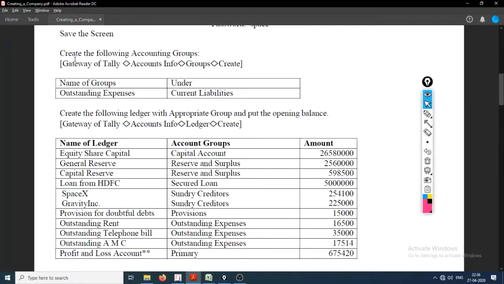Hi, so in the second part of this company creation, we are going to fill it with opening entries. We have created the company Beyond Milky Way, and whatever your name is, you might have created that company. So moving on to the second part right here, create the following accounts group. That is, go to Gateway of Tally, Accounts Info, Groups, and create.